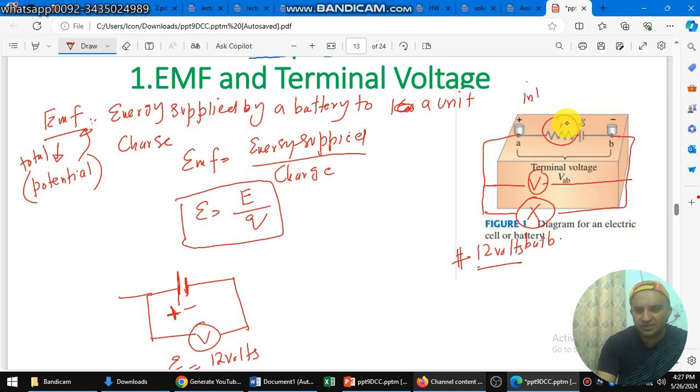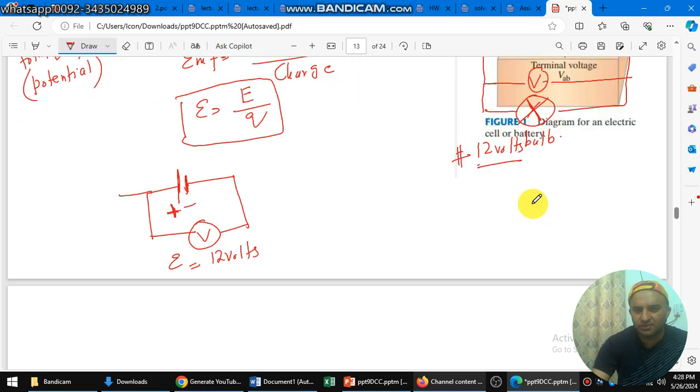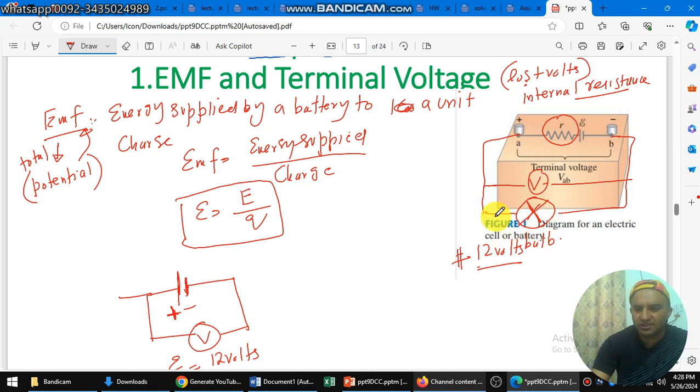This internal resistance is the resistance due to the battery components, because we know that a battery has some electrolyte material and other material. So there is an internal resistance inside the cell or battery. Due to this internal resistance, there are lost volts. Some potential is lost, which is known as the lost volt. So that's why the bulb does not show the actual potential of 12 volt. Its potential must be less than 12 volt.